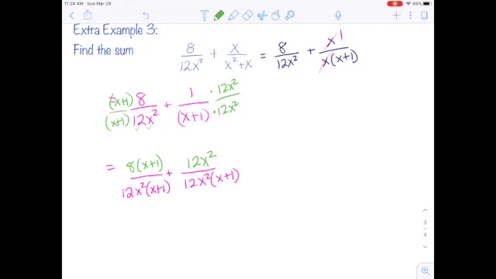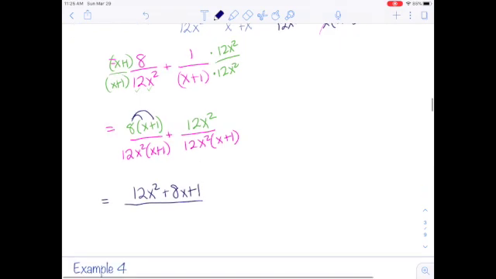And then I have my common denominators, so now I can just add across the numerators. Now it would be 12x squared plus, I'll distribute 8x plus 1 divided by your 12x squared times x plus 1. All right, so we're at this point.